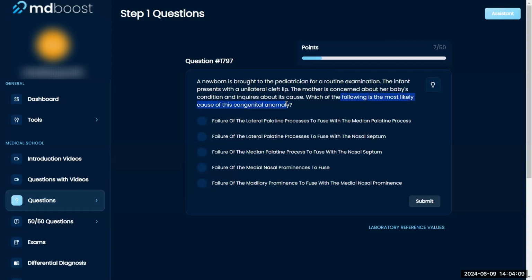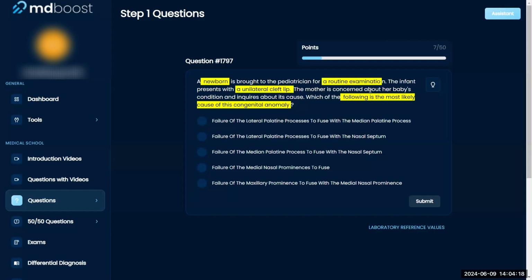Which of the following is the most likely cause of this congenital anomaly? A newborn is brought to the pediatrician for a routine examination. The infant presents with a unilateral cleft lip. The mother is concerned about her baby's condition and inquires about its cause.